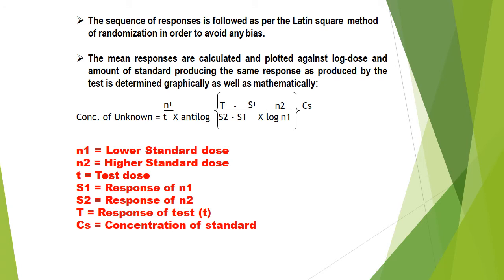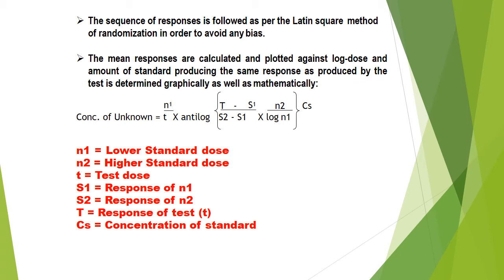Next is the sequence. The sequence of response is followed by the Latin square method of randomization in order to avoid any bias. The mean responses are calculated and plotted against the log dose, and the amount of standard producing the same response as that produced by the test is determined graphically as well as mathematically.